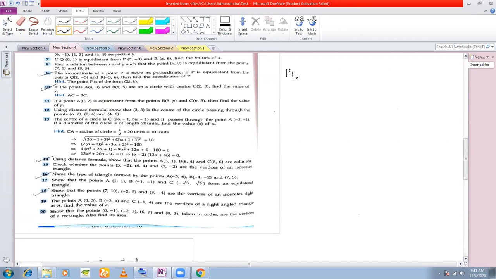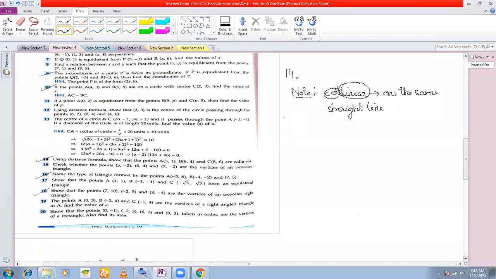Question is, using distance formula, show that the points A, B, and C are collinear. Now, what do you mean by collinear? Collinear means on the same straight line. This word collinear comes from two English words, co and linear. So co here means together and linear here means straight. So together on the same straight line. That is what it means.